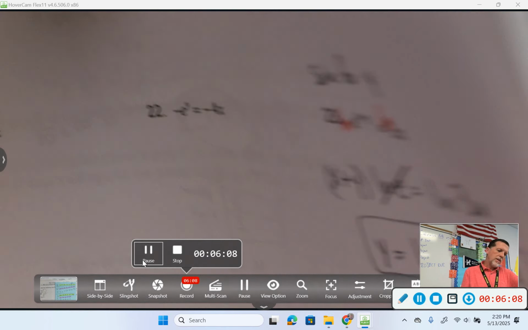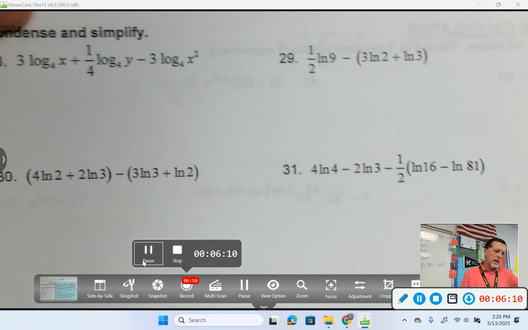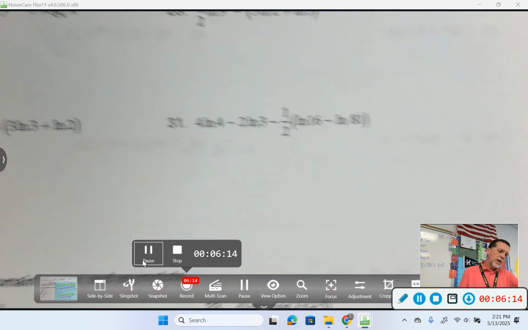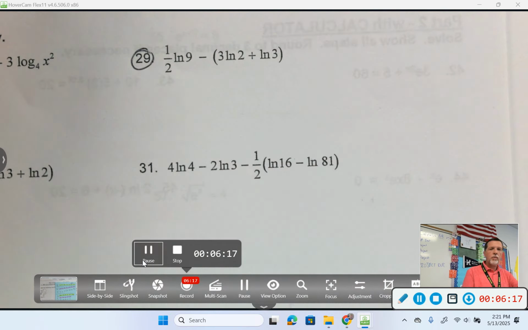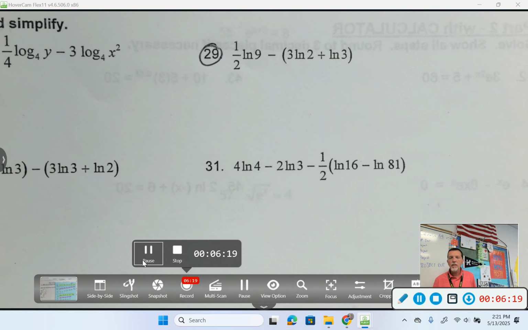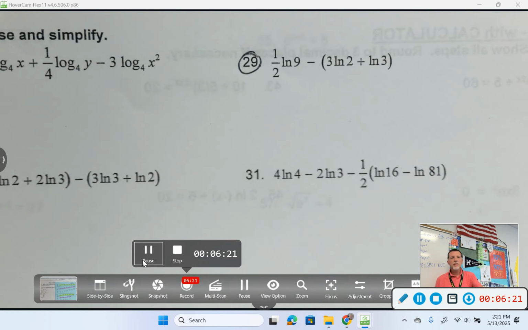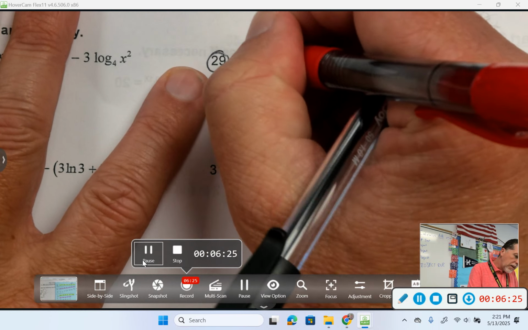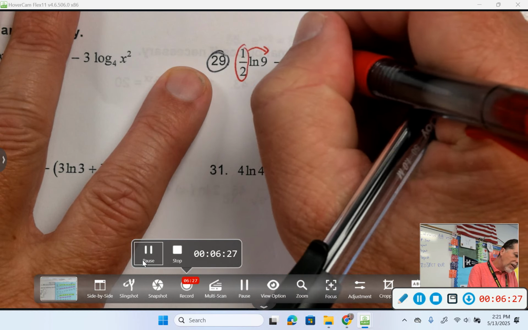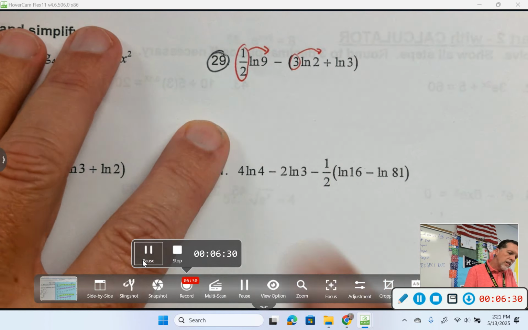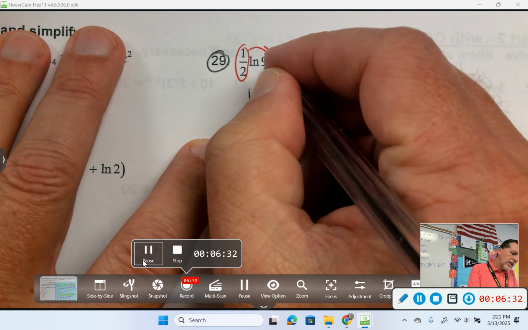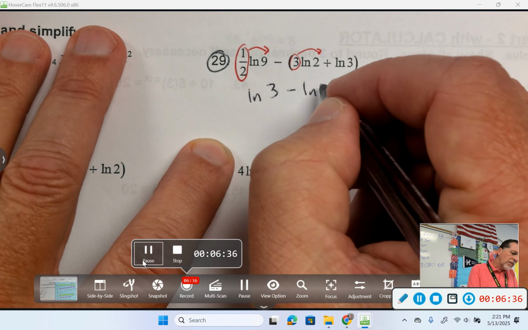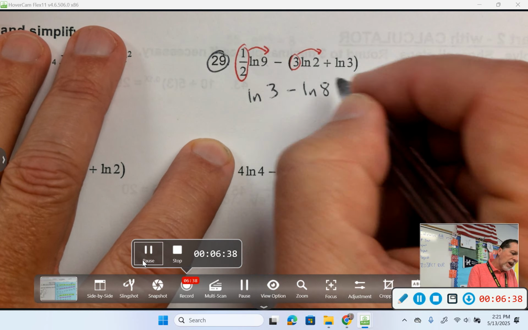Let's skip down to 29. Which means we skip the expand section, but if we can condense, we can probably expand, right? So condense and simplify. So I can put the 1/2 back as the power now. So natural log, 9 to the 1/2 would be 3. Minus natural log 2 cubed is 8.